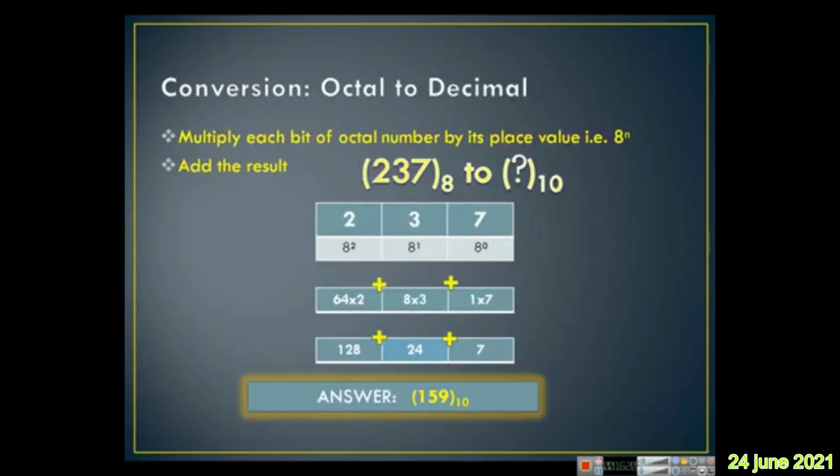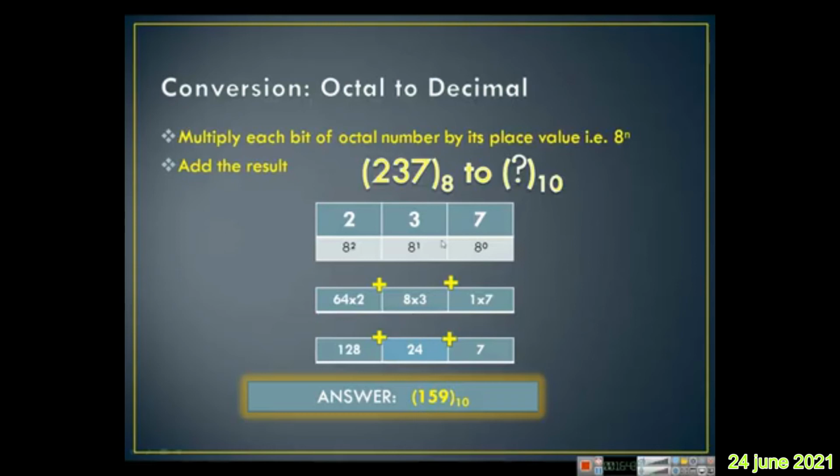Now a reverse way, octal to decimal. Remember, when I say octal, the maximum digit that can be used in octal is 7. Multiply each digit of the octal number by its place value, 8 raised to n. There we did 2 raised to n, now we have to use 8 raised to n. So 237 of octal, what is the value in decimal?